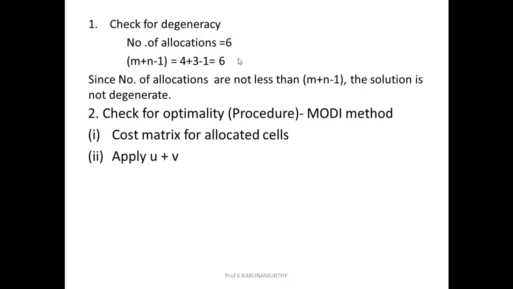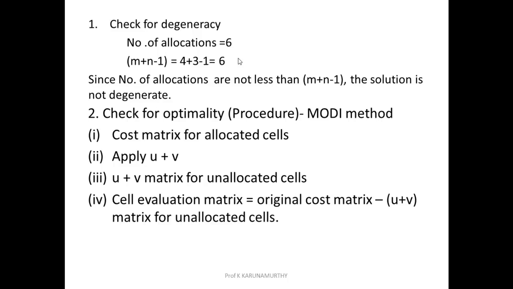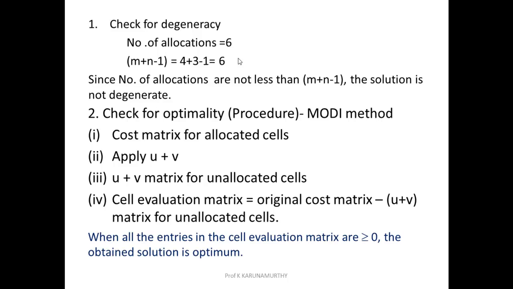We will come to know once we do this procedure. Then we have to find out the u plus v matrix for unallocated cells. Then we have to find out the cell evaluation matrix. The entries in the cell evaluation matrix should be positive. Only then we say that the obtained solution is optimum.